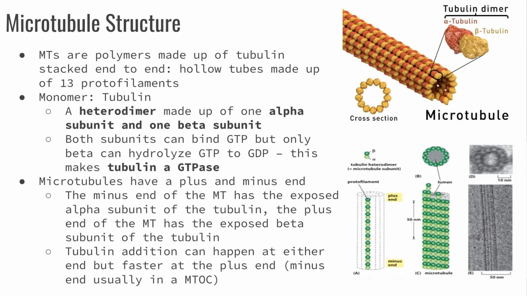Microtubules also have a plus end and a minus end. The minus end has the exposed alpha subunit of the tubulin, which is the non-GTPase, and then the plus end of the microtubule has the exposed beta subunit. Tubulin can be added on both the plus end or the minus end, but its addition is typically faster at the plus end, also because the minus end is usually embedded in the microtubule organizing center, which we'll talk about later.